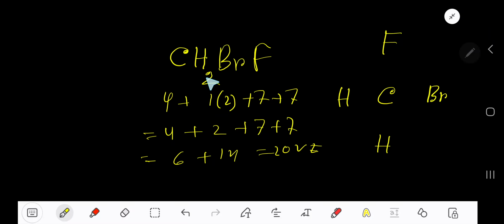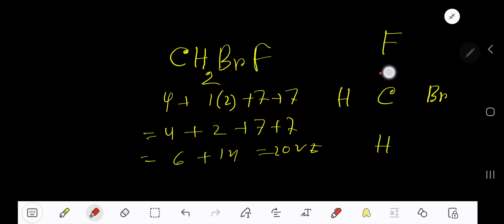Bromofluoromethane: carbon has 4 valence electrons, hydrogen has 1, multiplied by 2, plus bromine has 7, fluorine has 7. So totally we have 20 valence electrons. These 20 valence electrons have two tasks at the same time. The first task is to connect these 5 atoms together, and the second task is to satisfy octet and duet.